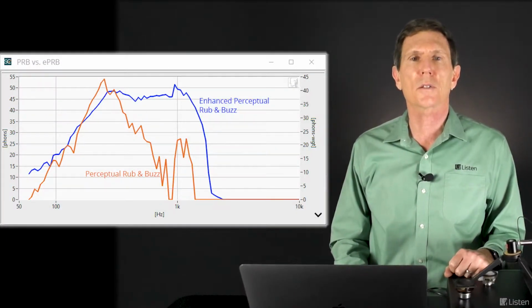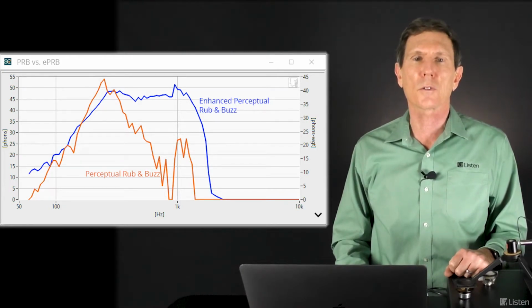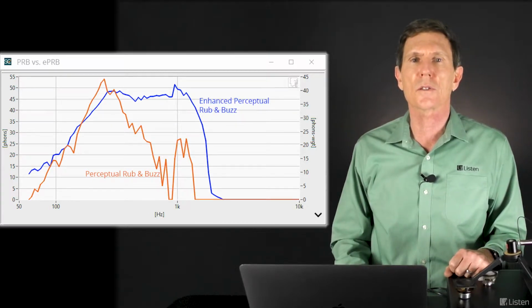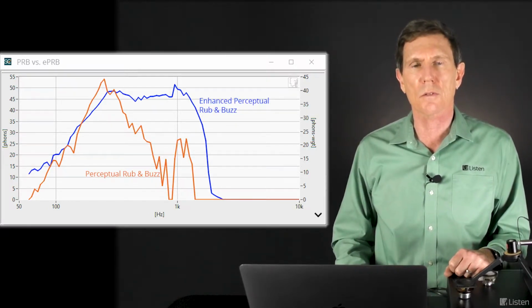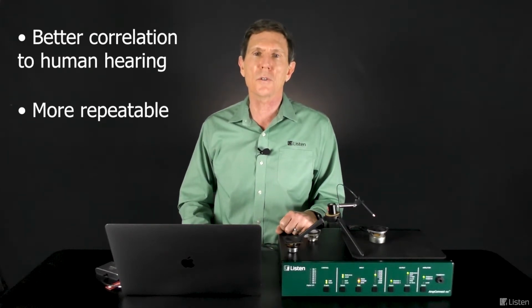We've also enhanced the part of the algorithm that replicates the human ear's behavior for greater accuracy. It now reveals increased detail in the ear's highly sensitive 1 to 5 kHz range, more accurately mirroring human perception. We'll talk a little more about this later. So to summarize, the new algorithm offers both better correlation to human hearing and is much more repeatable, which makes a huge difference to its potential for production line perceptual evaluation.